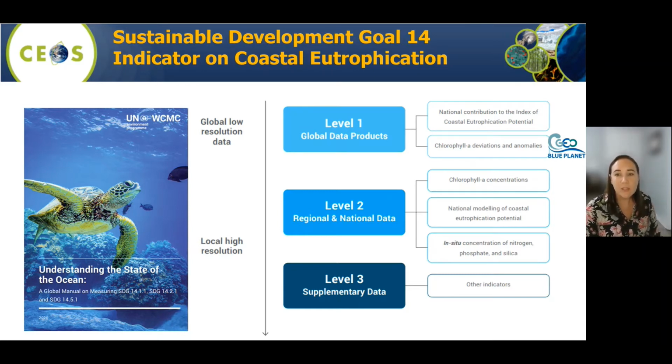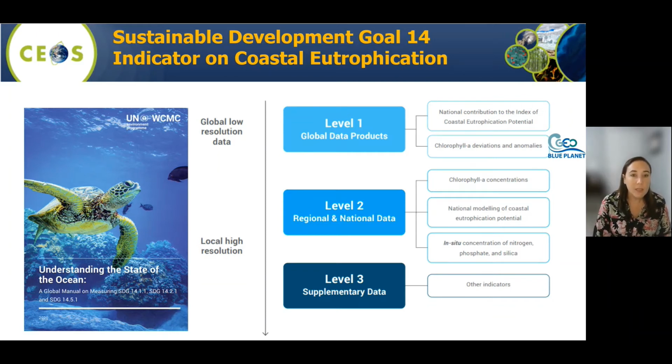So the United Nations Environment Program is the custodian agency for a Sustainable Development Goal indicator on coastal eutrophication. And for this indicator, the method that has been developed is broken down into different levels. So global, national, regional, and then supplementary, which would be additional indicators such as some of the land use change and other supplementary information.